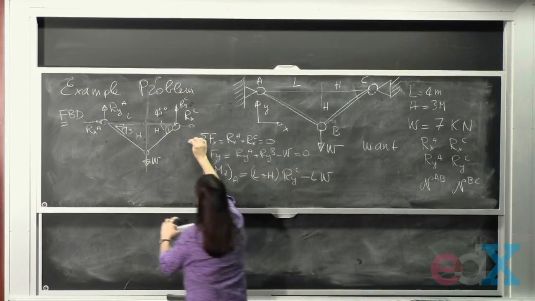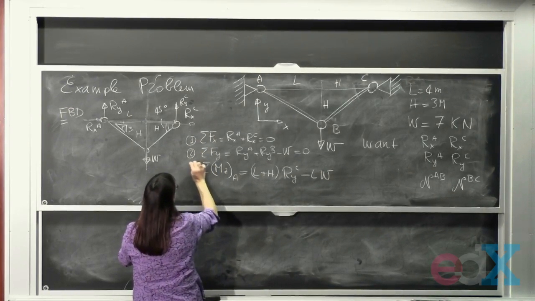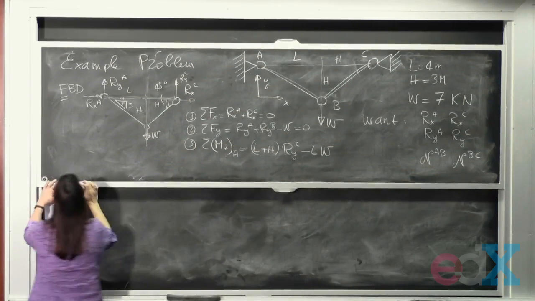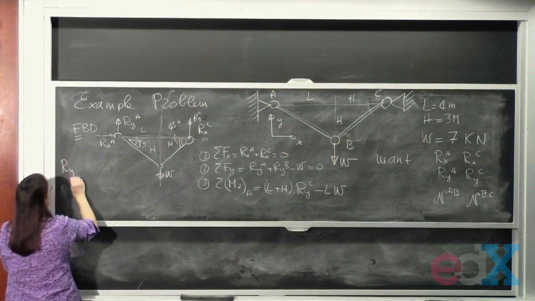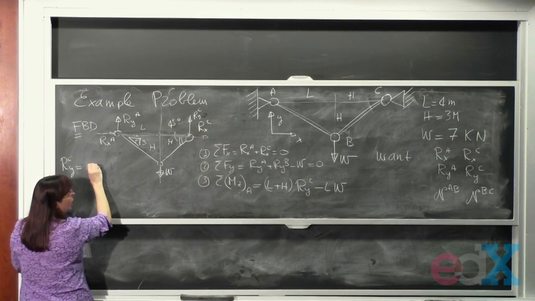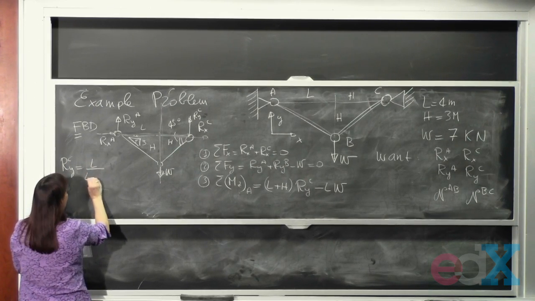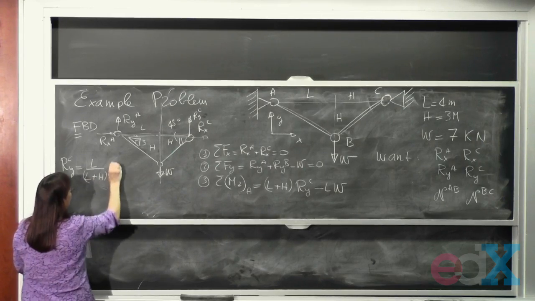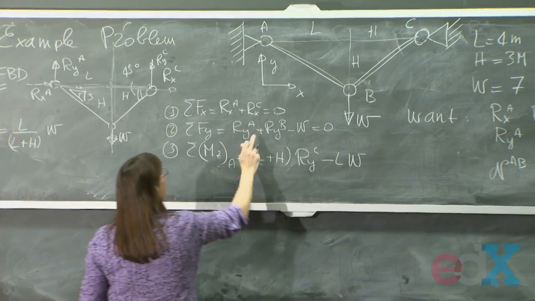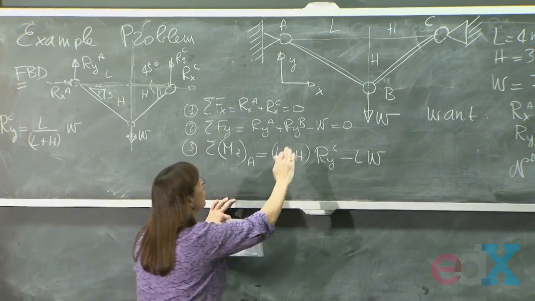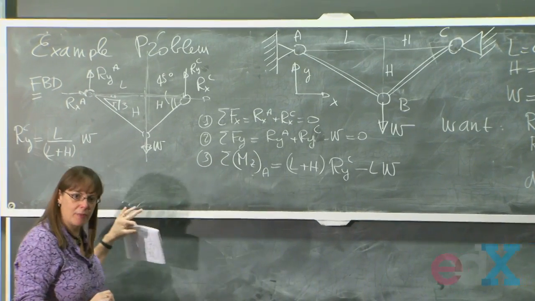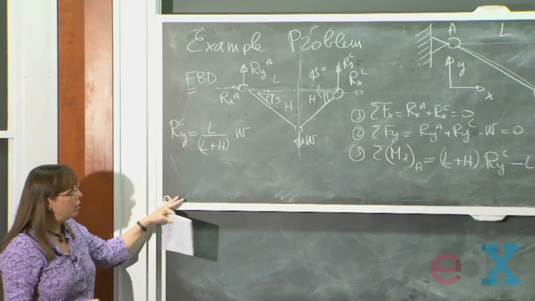So I have three equations, 1, 2, and 3. Out of the third one, I see right away that Ry at C is simply equal to L divided by L plus H times W. From this equation here, I can get directly that, this should be C. Sorry about that. You guys should be more on top of my mistakes. What are you doing, slacking away?